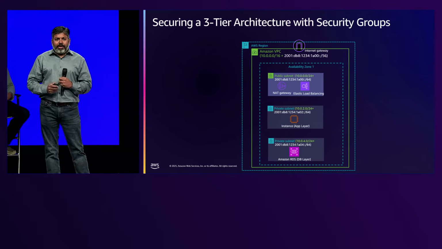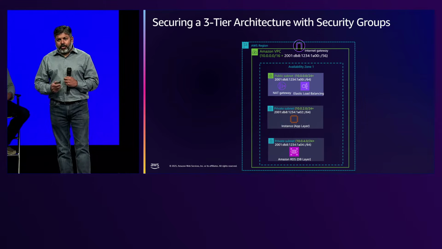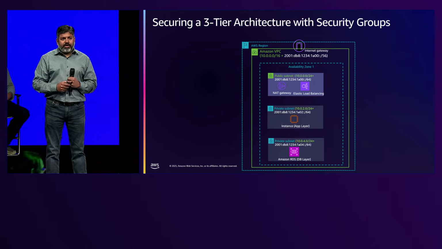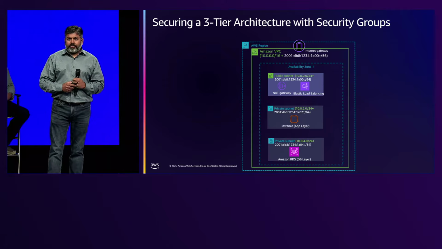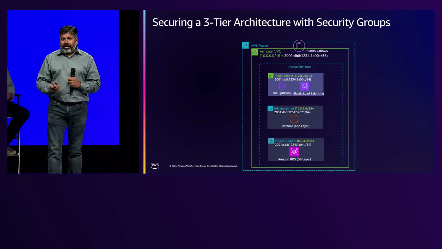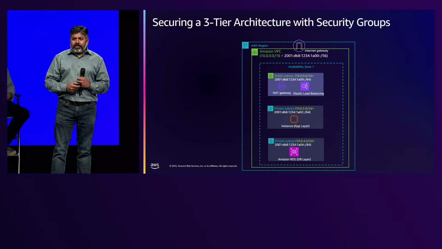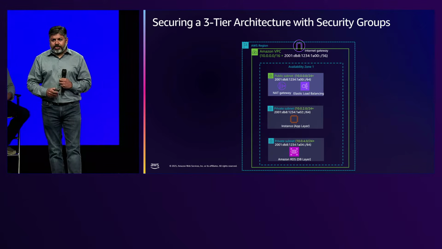So one of the fundamental security tools available within AWS is the security group. Any resource which is running inside your VPC with an ENI requires a security group attached to it. These are implicit deny by default, which means that any traffic coming in will be denied by default unless you add a rule to these security groups.